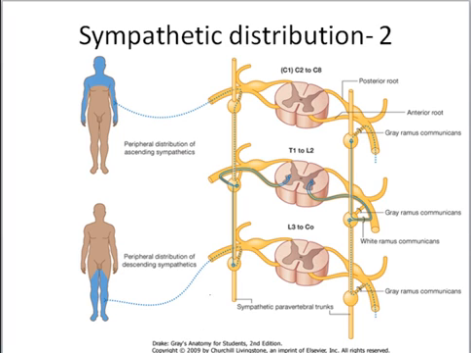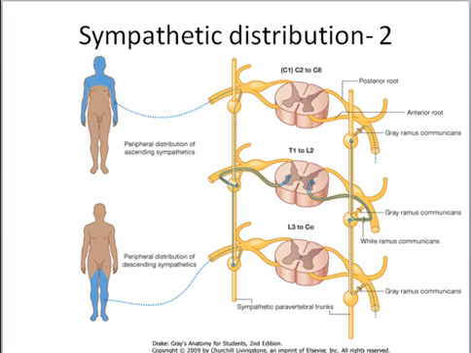Let's look at then the ones below. Again they exit from T1 to L2. They travel all the way down. They're showing you on this side. So they travel all the way down, synapse at a ganglion lower down, and then the postganglionic fibers will start. Remember, it's only showing you ventral ramus, but it has to go through the dorsal ramus also to supply the skin at the back. So this is how fibers will supply above and below the levels.